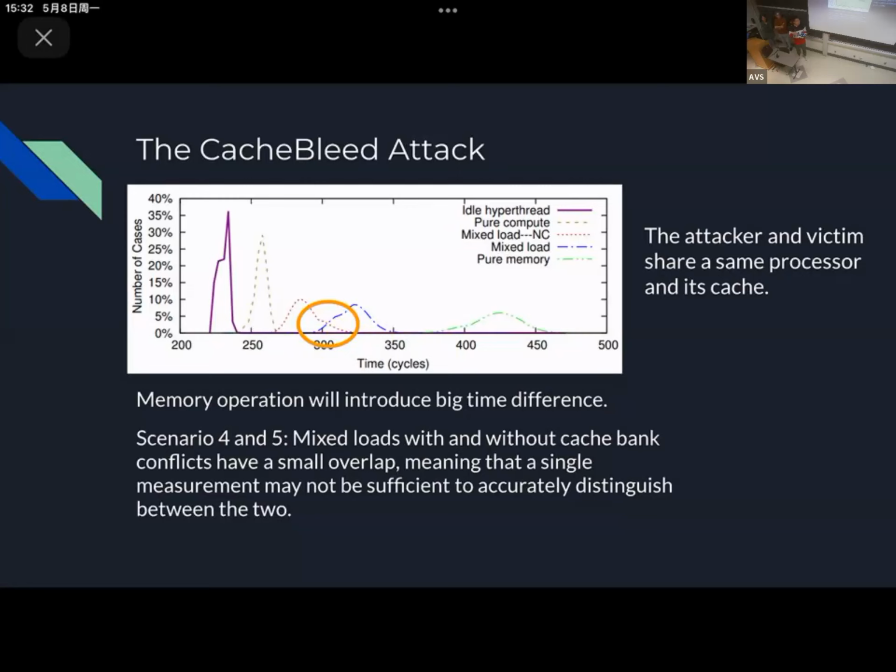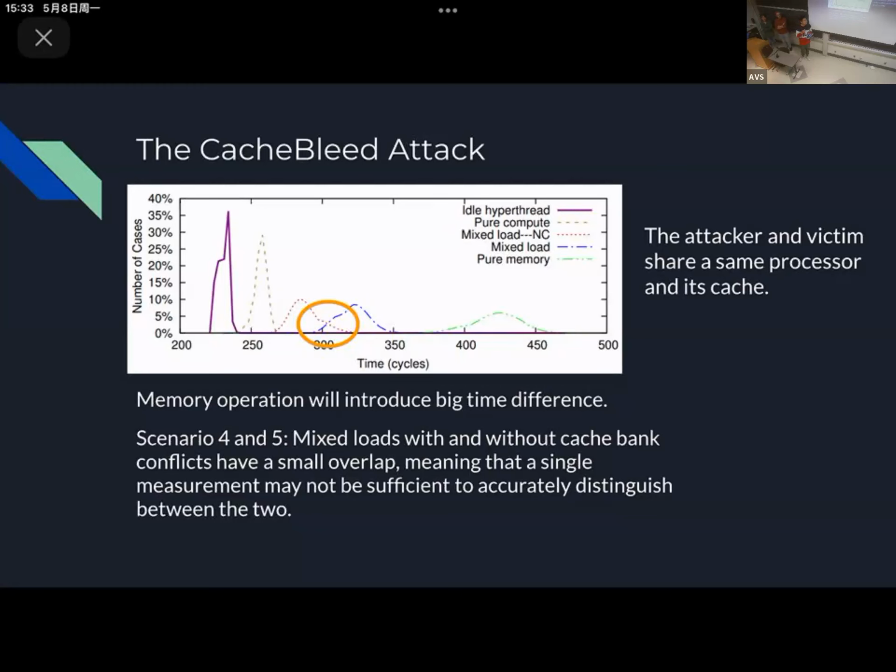In this paper, the researchers defined 5 scenarios. For the first 3, they found that if the victim has a memory operation, it will greatly increase the time cycles that the attacker needs to load the data. And they also found that a computer operation will also affect the time, but only slightly.